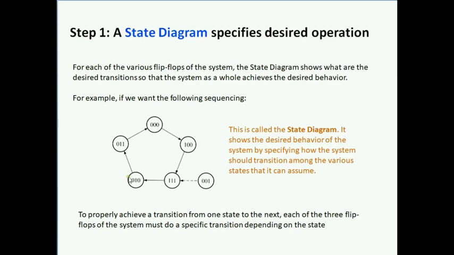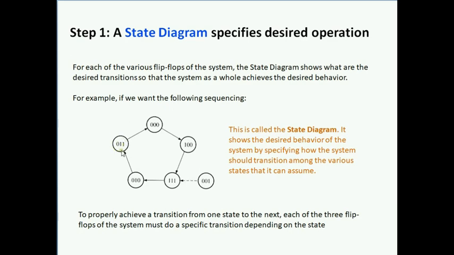For example, if the system is at this state, so flip-flop A is a 0, flip-flop B is 1, and flip-flop C is 0. So when the system finds itself in that state, then the next state should be 011, which means that flip-flop A should not transition to anything. It should just remain at state 0. Flip-flop B, the same. It should stay at 1 as it was. But flip-flop C must transition from 0 to 1.